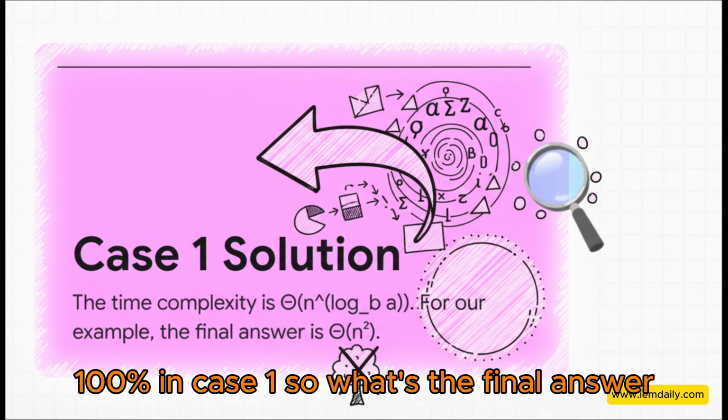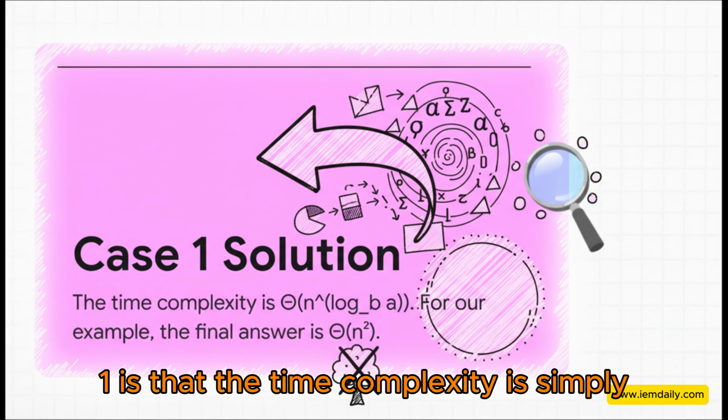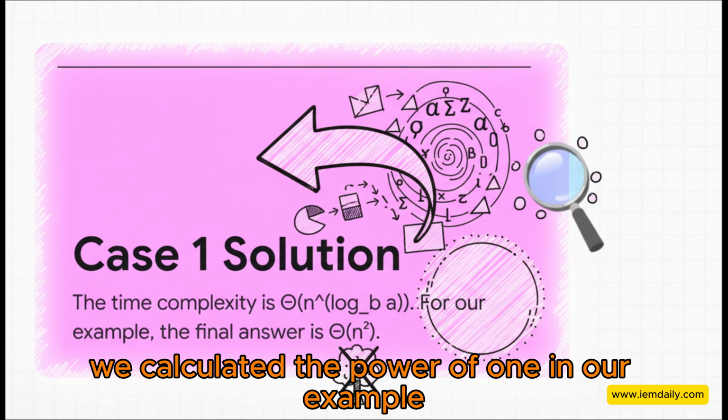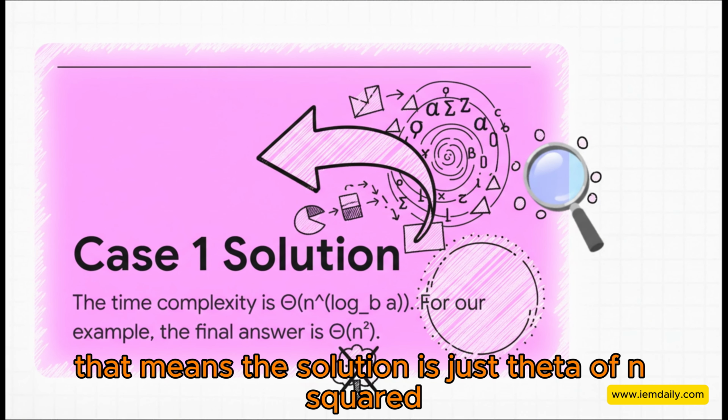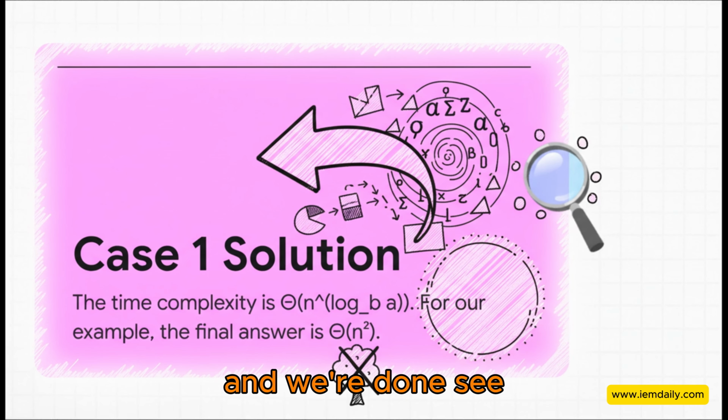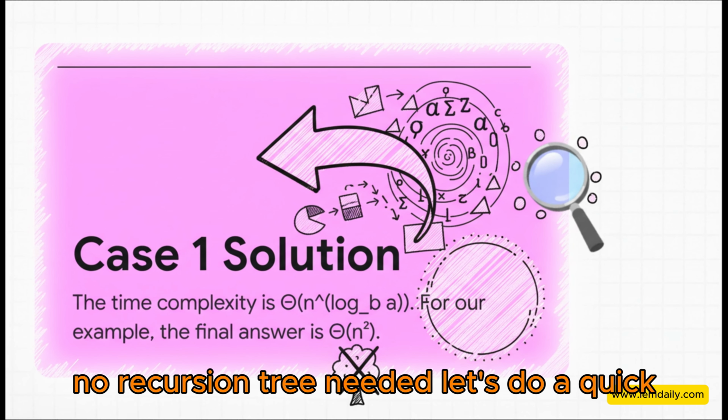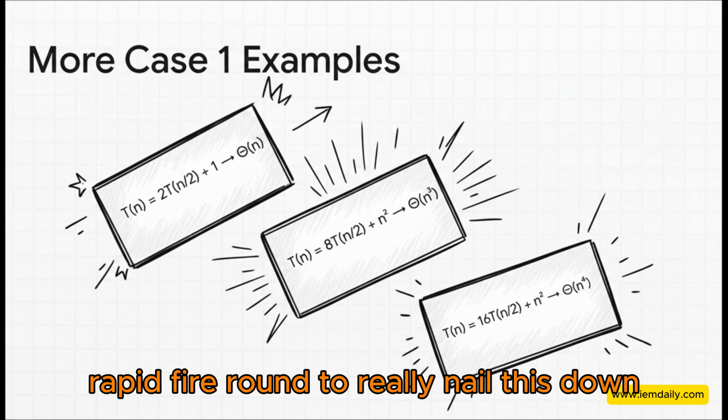So, what's the final answer? The rule for case 1 is that the time complexity is simply theta of that term we calculated, the powerful one. In our example, that means the solution is just theta of n squared. And we're done, see? No recursion tree needed. Let's do a quick rapid-fire round to really nail this down.